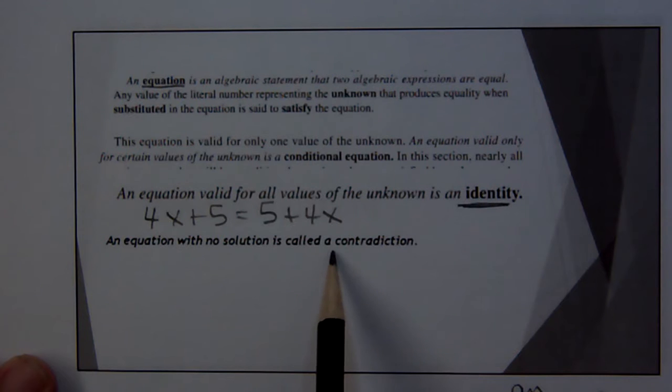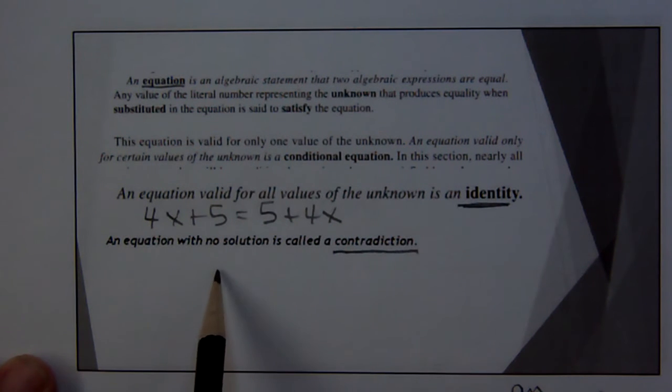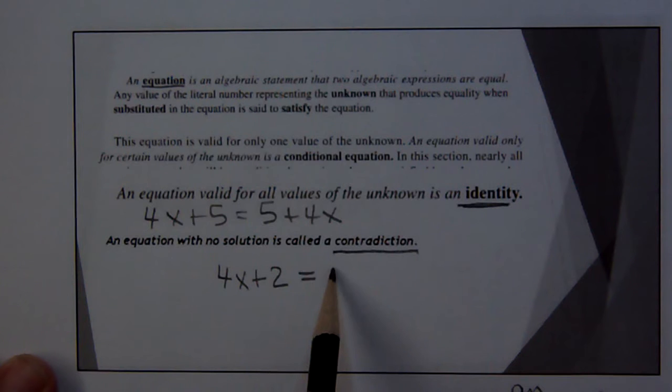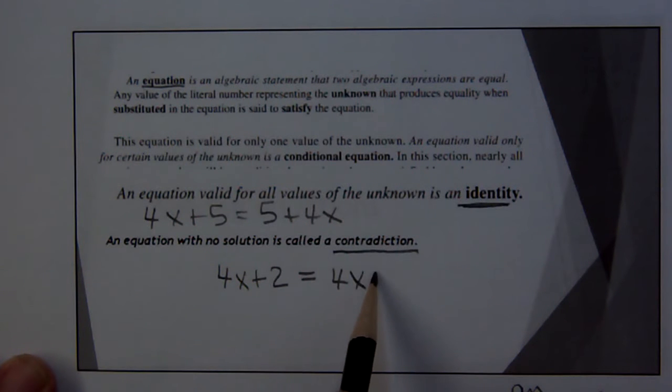Sometimes there are equations that have no solutions. They are called contradictions. For example, 4x plus 2 is never equal to 4x plus 3. You would subtract the 4x from both sides, and how often is 2 equal to 3? It's never equal to 3, so there would be no solution.